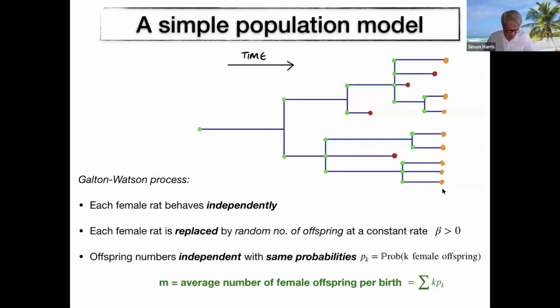So this is known as a Galton-Watson process, a simple branching process. Okay, so that's just one realization. It's a random process. If we run it again, we get a different random tree.